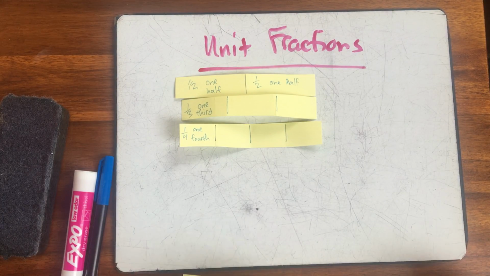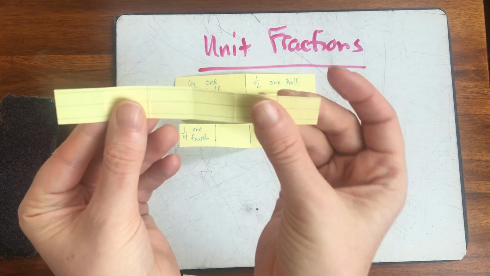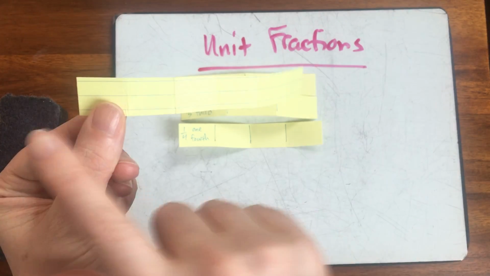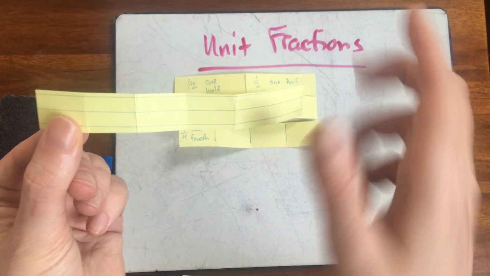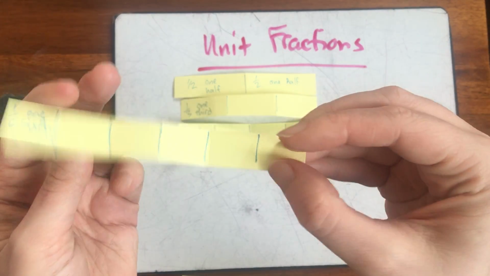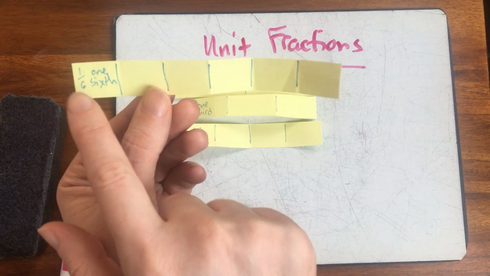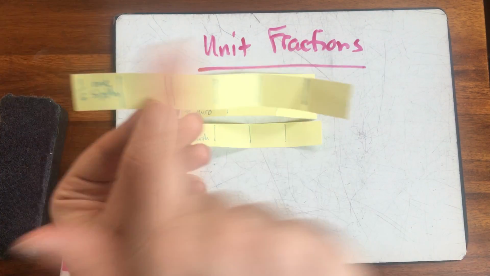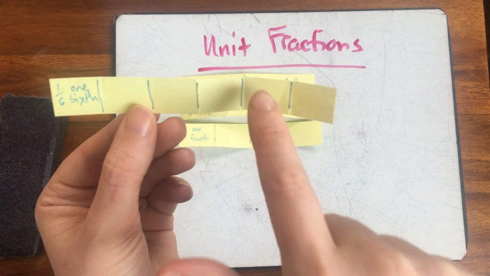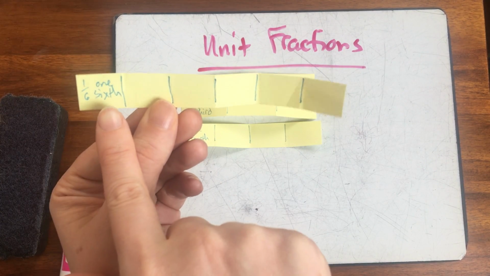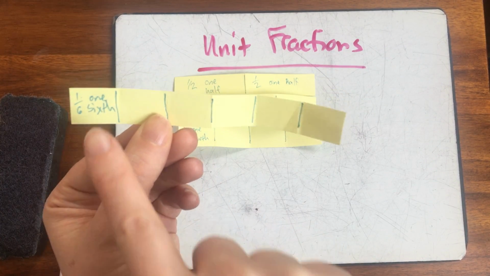And here's our next one. This time, I folded it into 6 pieces. 1, 2, 3, 4, 5, 6. And this time, the unit fraction is 1/6. We write that 1/6. There's 6 sixths in the whole strip of paper, but the unit fraction, 1 piece, is 1/6.